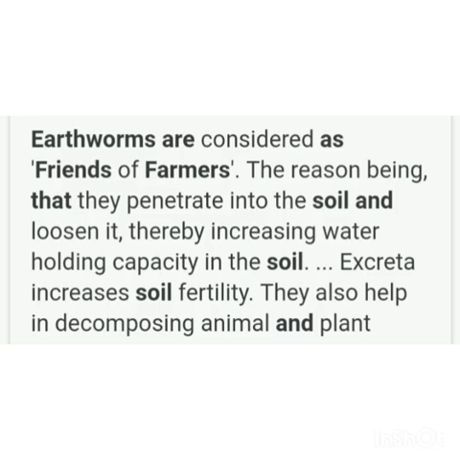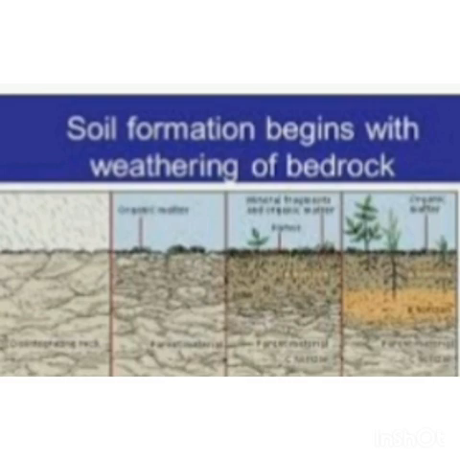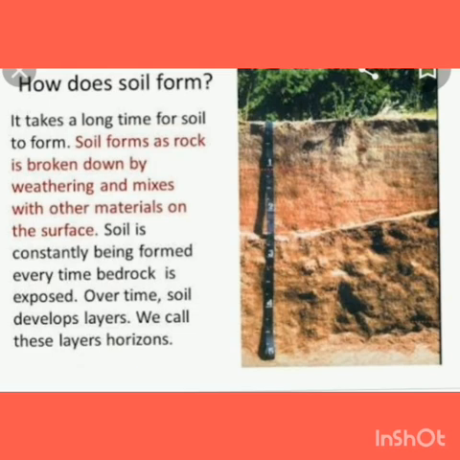Next, soil formation. Soil formation begins with weathering of bedrock. How does soil form? In the beginning, the entire surface of the earth was covered with rocks. During the day, the sun warmed the surface, and at night, the surface cooled down. Due to repeated heating and cooling, the rocky surface of the earth develops cracks. It takes a long time for soil to form. Soil forms as rock is broken down by weathering and mixes with other materials on the surface.